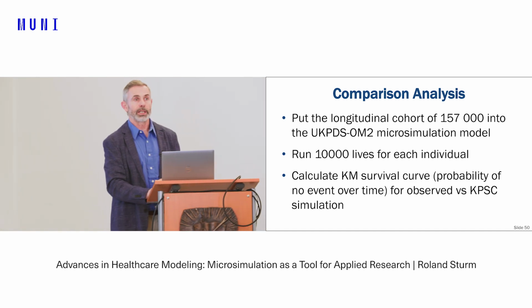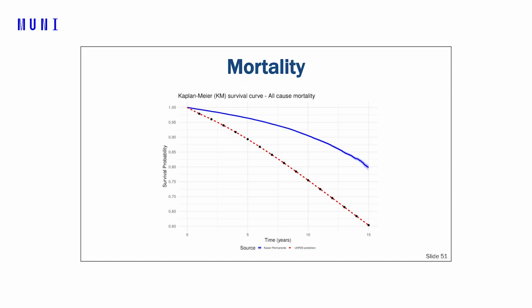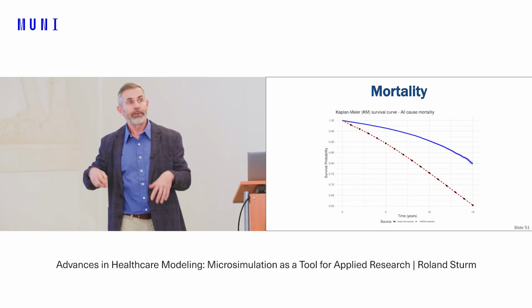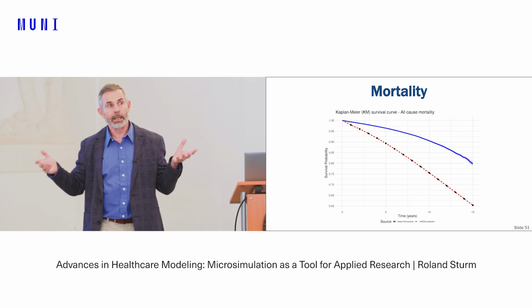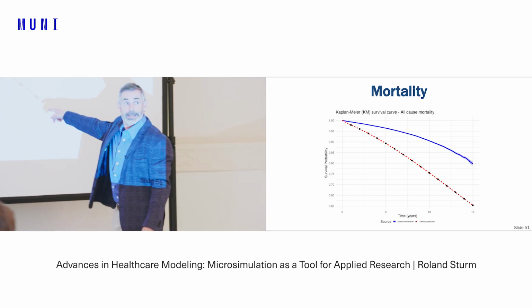So what do you expect? Mortality. Actual mortality versus UKPDS. Well, here are the results. The blue is the actual mortality of the people. Putting the characteristics of these people in the UKPDS engine gives us a much stronger one. This is what informs pharmacoeconomics. All the claims about drugs and so on are based on simulations from this model.